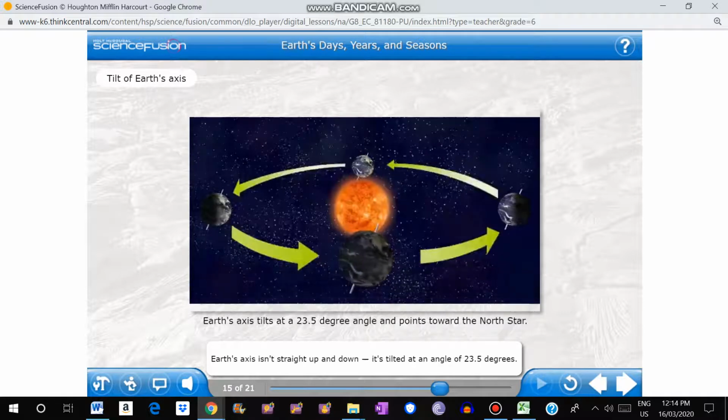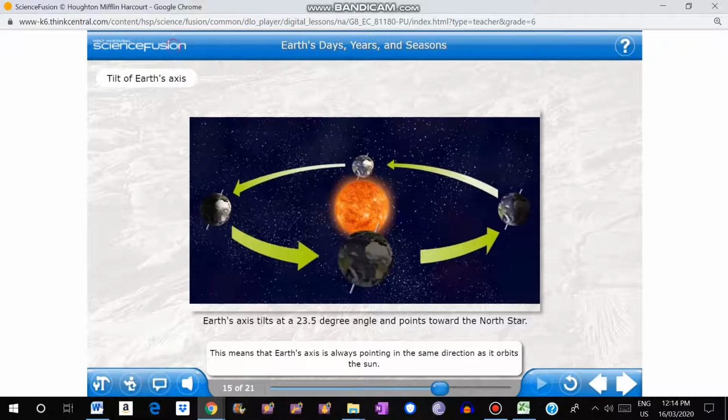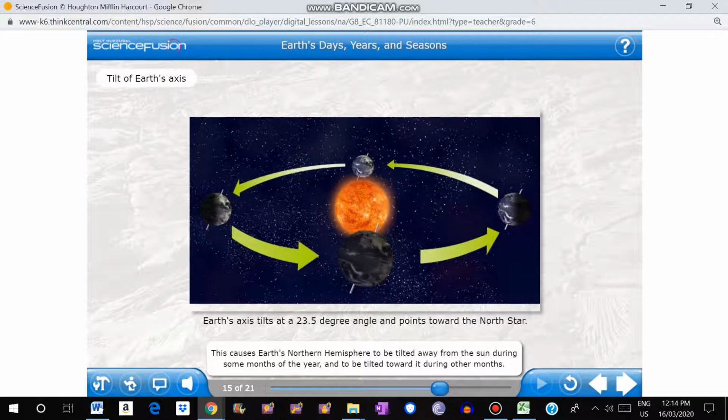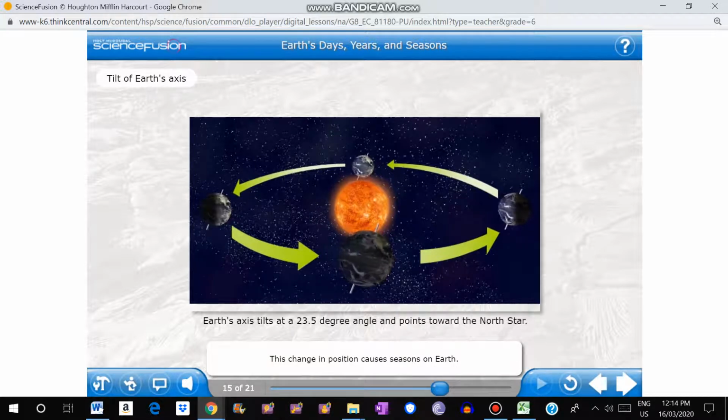Earth's axis isn't straight up and down, it's tilted at an angle of 23.5 degrees. Earth's axis always points toward Polaris, the North Star. This means that Earth's axis is always pointing in the same direction as it orbits the Sun. This causes Earth's northern hemisphere to be tilted away from the Sun during some months of the year, and to be tilted toward it during other months. This change in position causes seasons on Earth.